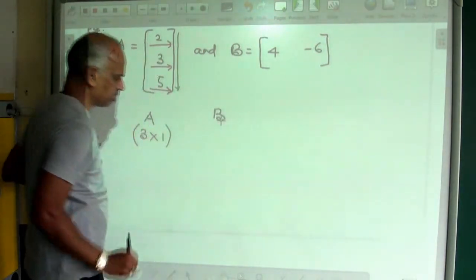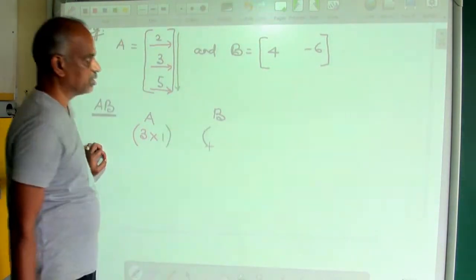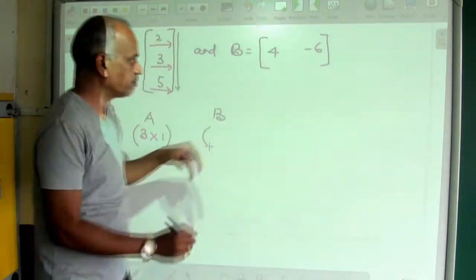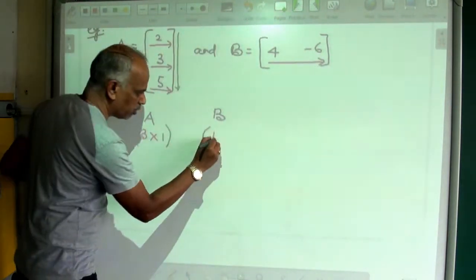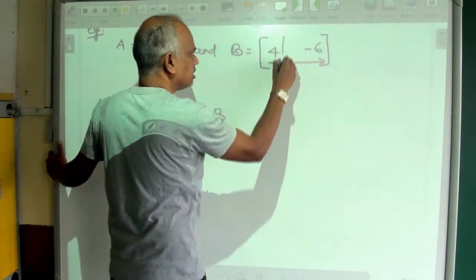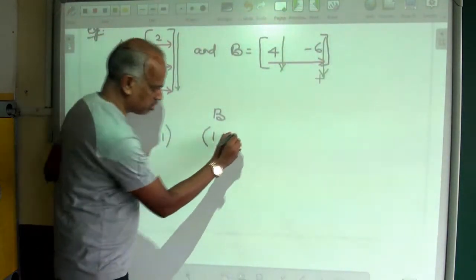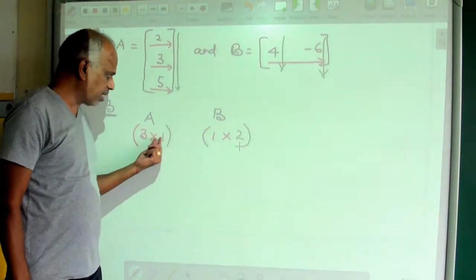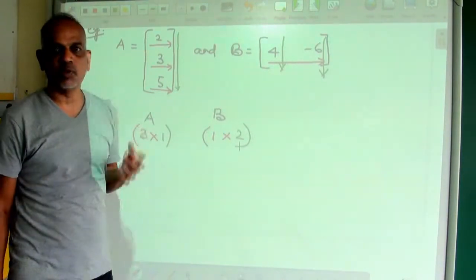This is about A. Next, about B. Let's write down the order of B. See how many rows B has. This one has only one row. So B has one row, by, you see how many columns it has. Columns are these. That will be the first column, that is the second column. So it has 2 columns. So A's order is 3 by 1. B's order is 1 by 2. Their orders are not the same. They don't have the same rows and same columns.